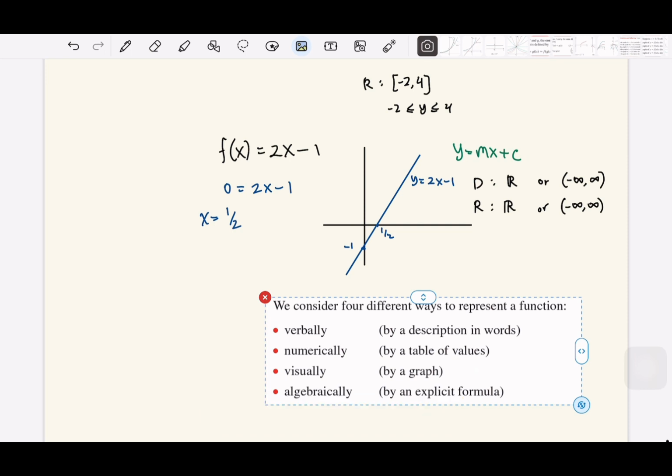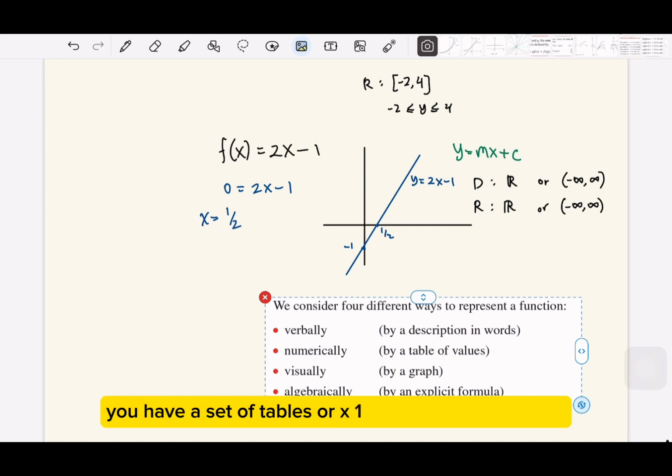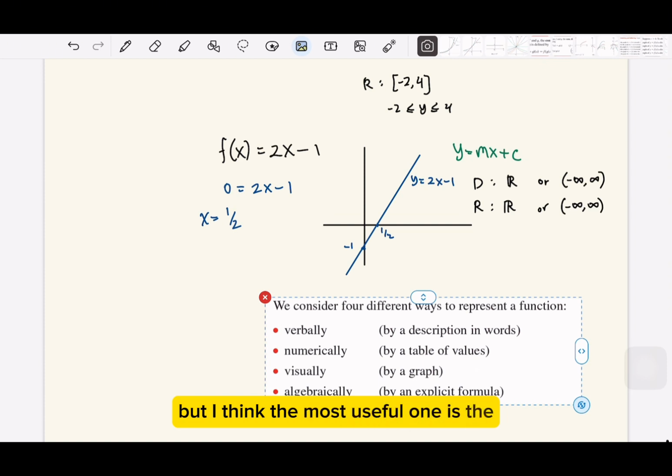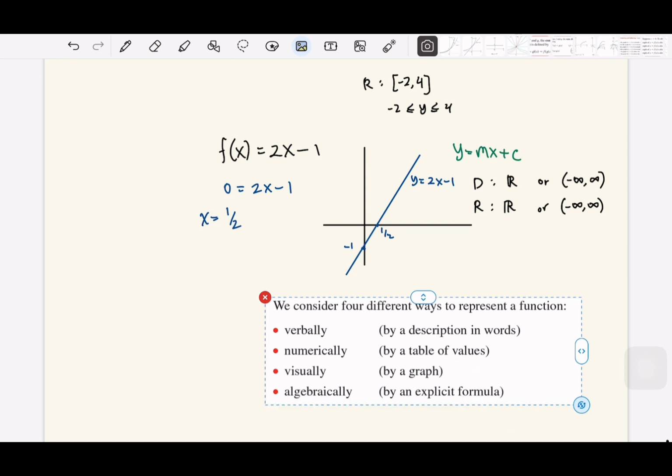Numeric, you have a set of tables, so x is 1, 2, 3, 4, and then f of x, and you can design the graph, or verbal, just the words. But I think the most useful ones are the visual and the algebraic, because these two will cover everything.